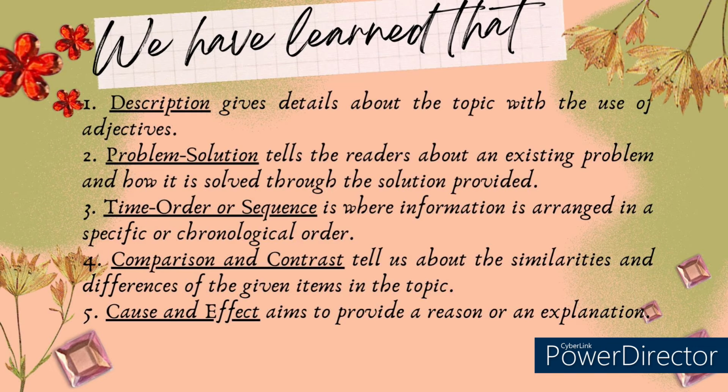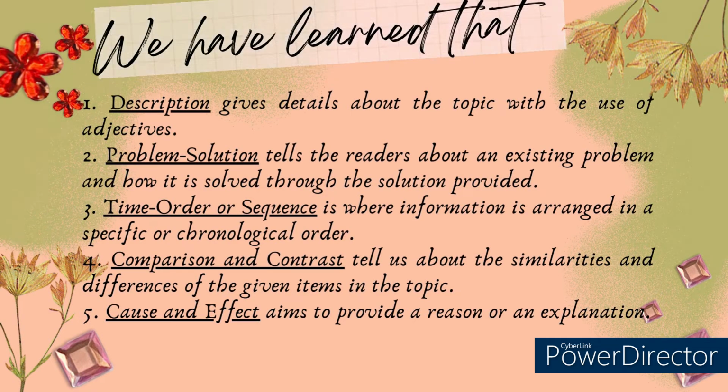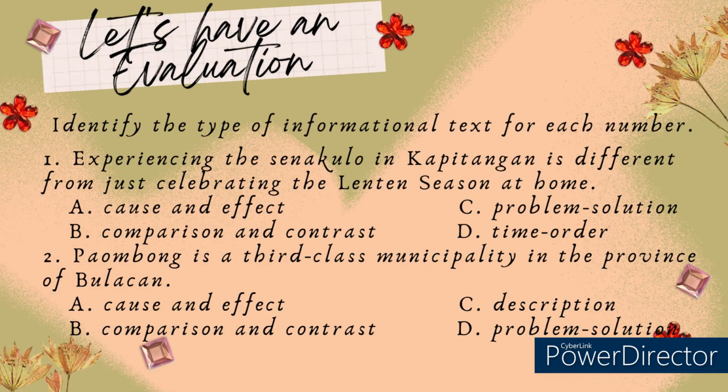Number 3. Time order or sequence is where information is arranged in a specific or chronological order. Number 4. Comparison and contrast tells us about the similarities and differences of the given items in the topic. Number 5. Cause and effect aims to provide a reason or an explanation. Let's have an evaluation. Identify the type of informational text for each number.